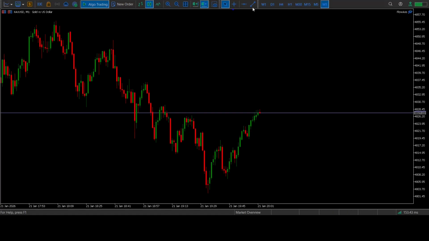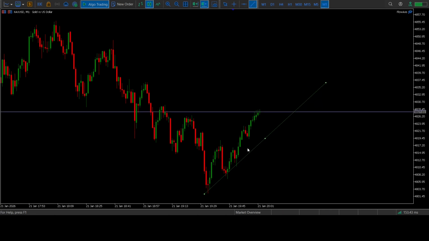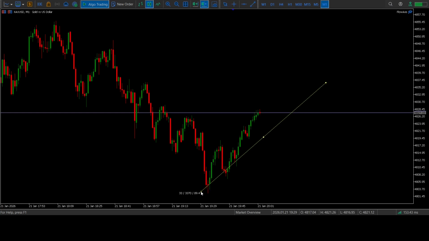Part 1. How to trade with Flow Axis. In Flow Axis, trading starts with simple and clear trend lines. The yellow trend line defines the entry level. When price touches this line, the expert advisor opens a trade automatically.